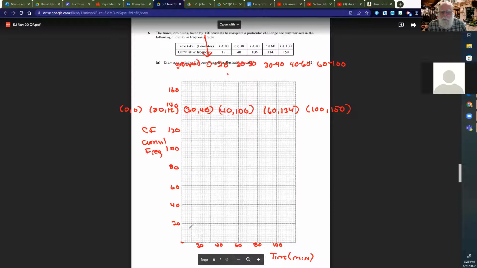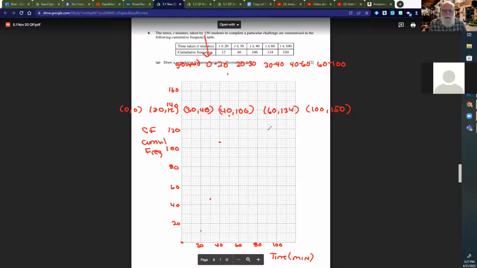And then 2012. See, the nice thing about this is each one of these blocks is going to be 2, right? So 2012, I can find that point pretty close. And then 3048. 3048 is going to be 2 right here. And then 40, 106. That's going to go 2, 4, 6. And then 60, 134, that's 30. So this is going to be 2, 4.